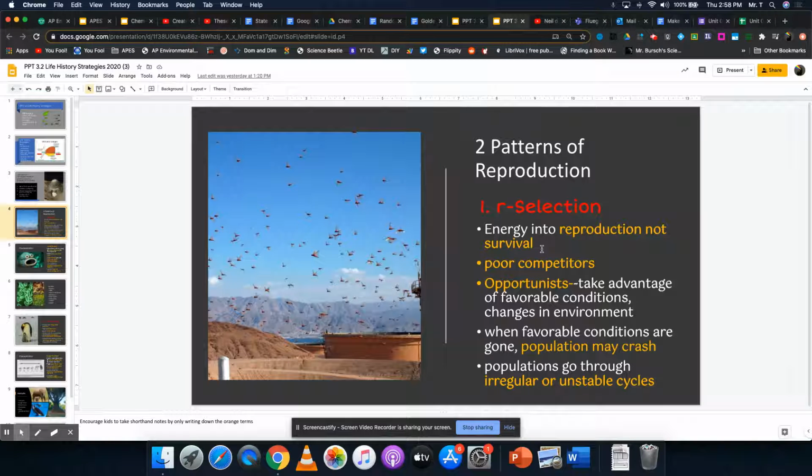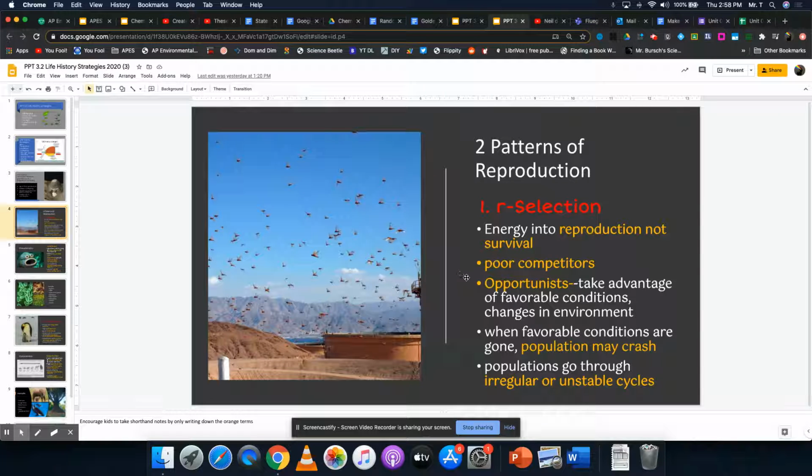Okay, this part's important. College Board loves to ask about this concept. We have R selection and K selection. R selection has specific characteristics to it. K selected are essentially just the opposite. They're inverts of each other. So in R selection, most energy and life goes into reproduction, not survival. Their goal in life is to propagate, not necessarily live long, fulfilling lives.